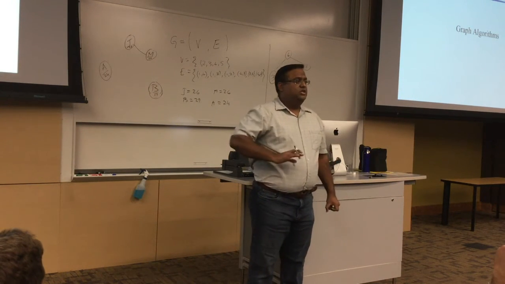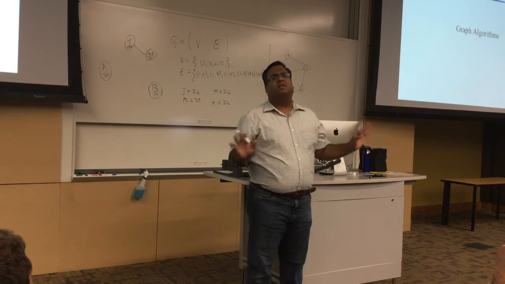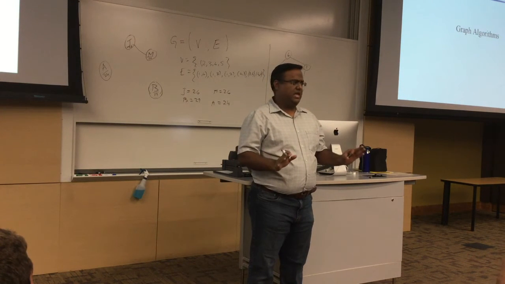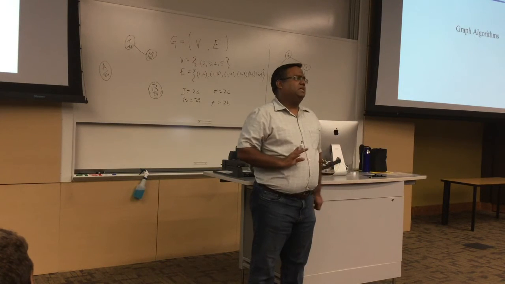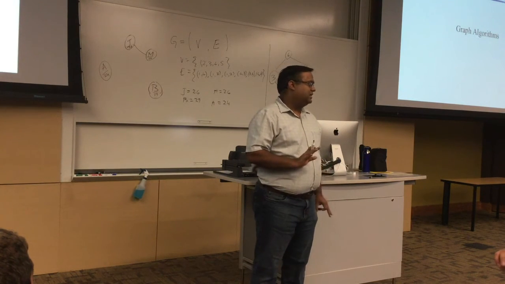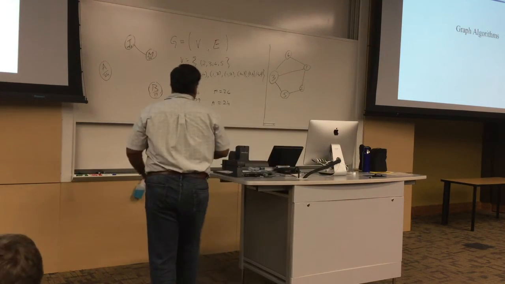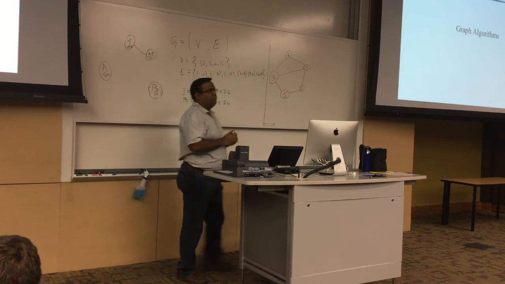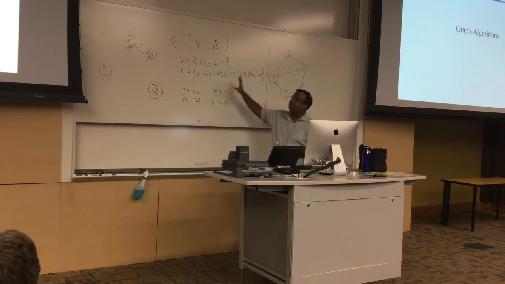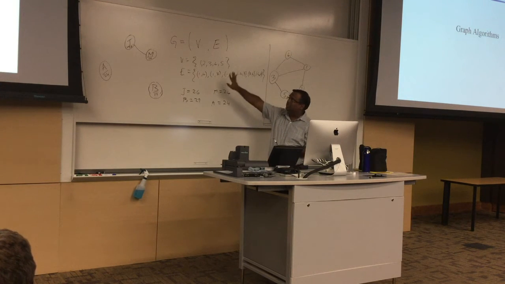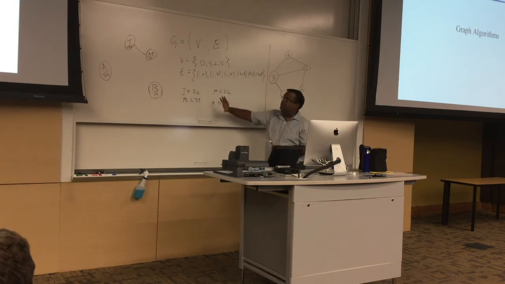Make sense? So again, graph is the most general data structure that you will see. Any kind of data can be represented by a graph if you do it correctly, and you can use it. Now, for people who have never seen a graph, this is the definition of a graph. It's a pair of two sets: a set of vertices and a set of edges, and you link them.